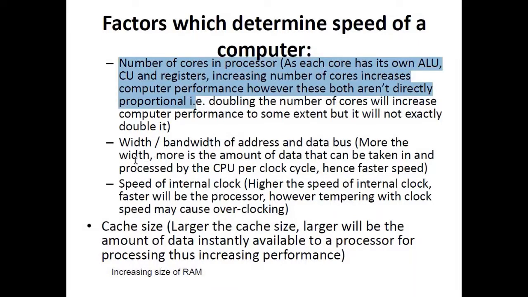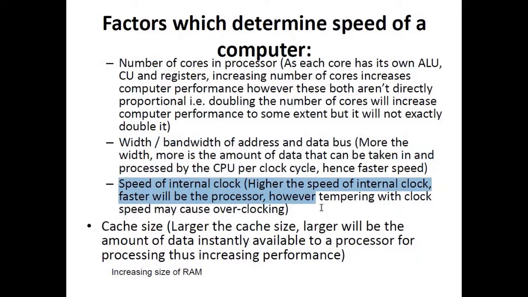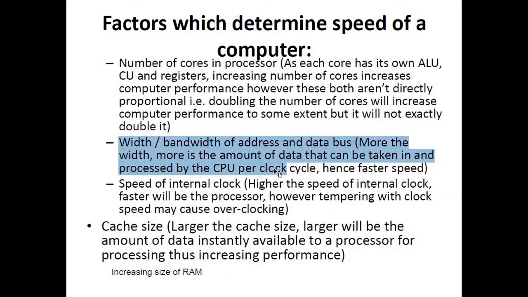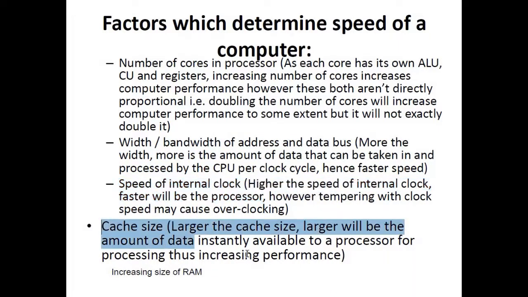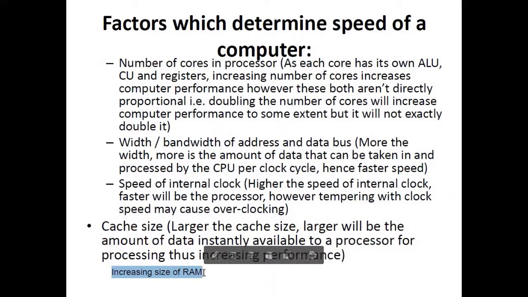Now remember, just increasing any one of these factors is not enough. Your PC would not perform faster. Instead, it might be overheated or there might be some problems. If you want to truly increase the performance of your system, you need to take care of all these factors. You need to increase the number of cores, you need to increase the bandwidth, you need to upgrade the speed of internal clock, you need to upgrade your cache size, and you need to increase RAM. All the factors together, then your system would actually be faster. If you just increase any one component or any one factor, then you would not get your desired result.